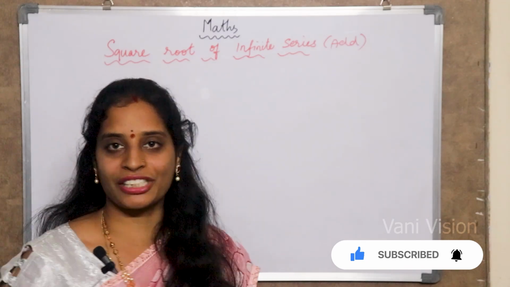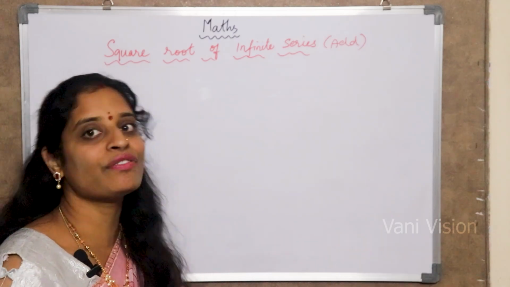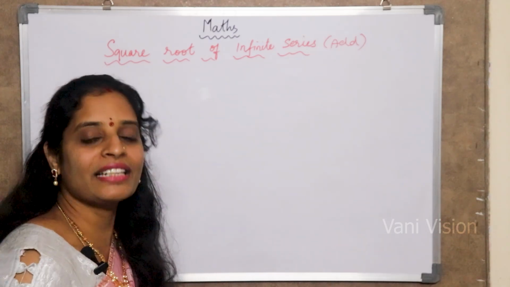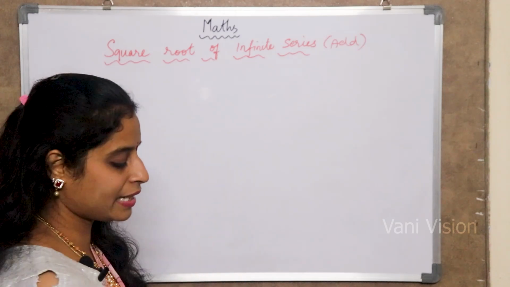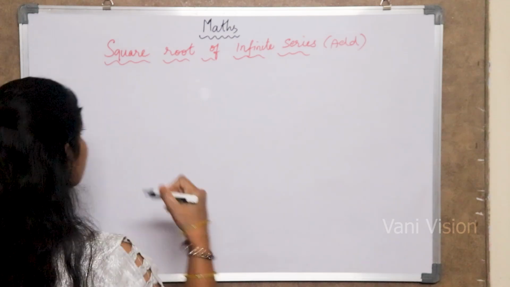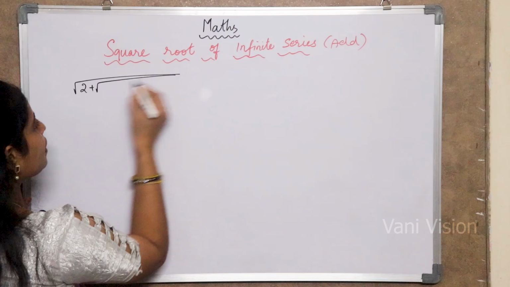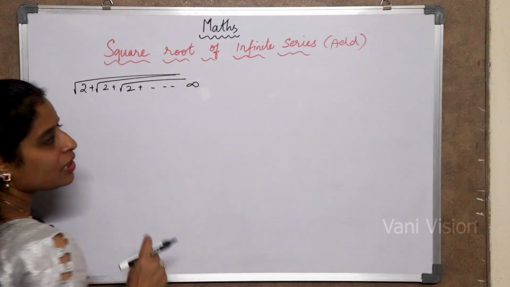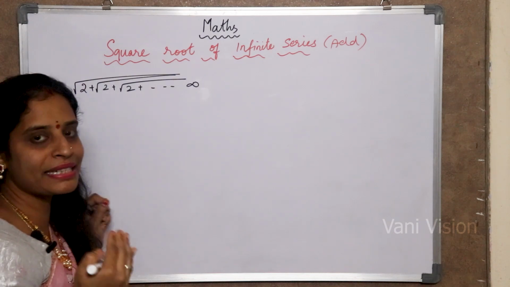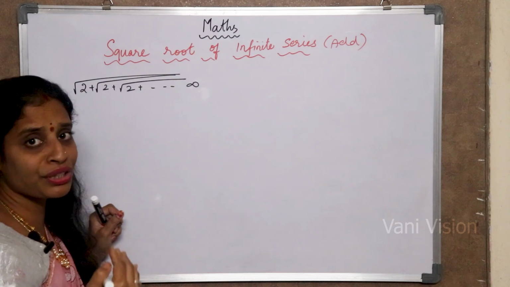So shall we start our session? Today our session is about the square root of infinite series when they are in addition. When they are in addition, how to do it? First today we'll take an example: root 2 plus root 2 plus root 2 plus so on to infinity. First, how to do it generally, the mathematical step-by-step procedure, that I am going to explain to you.